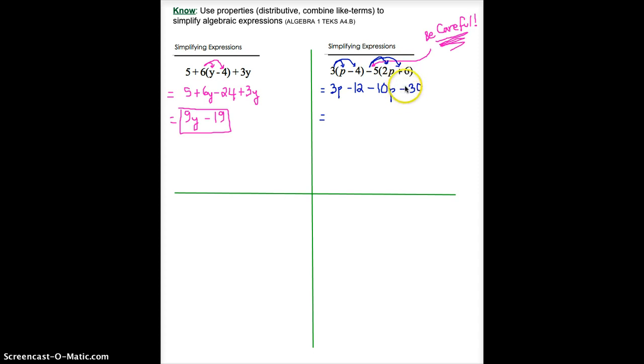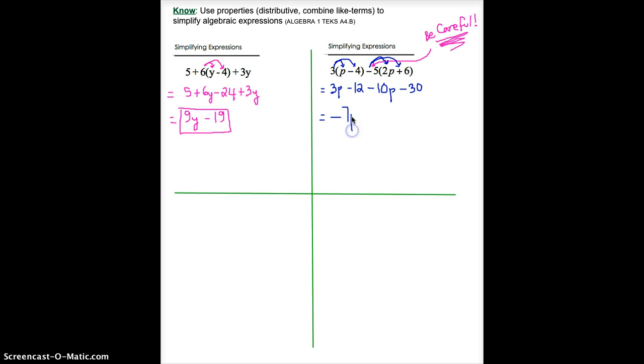This is where a lot of mistakes come from, you forget to consider that negative times positive gives you negative. Okay, so now that we have this expression, we need to find some like terms and combine them. So here you see 3p and negative 10p. You can combine those, which gives you negative 7p.